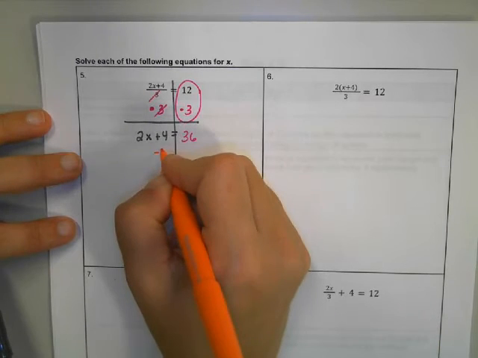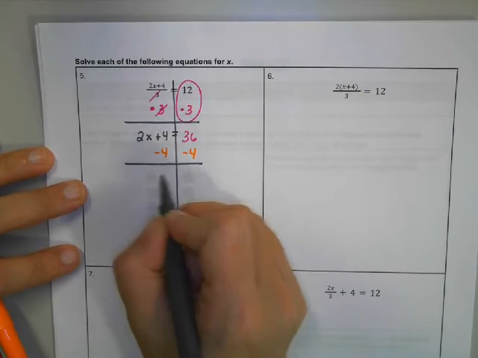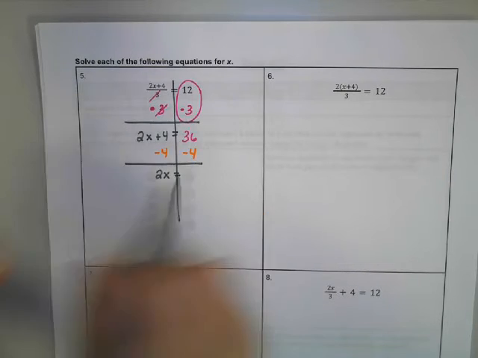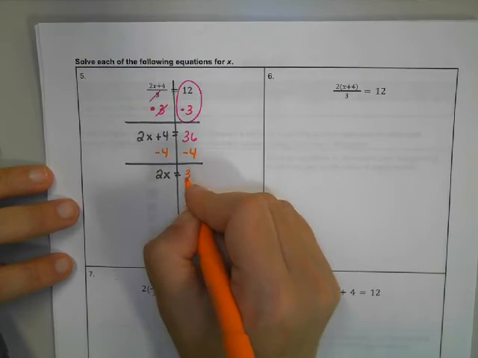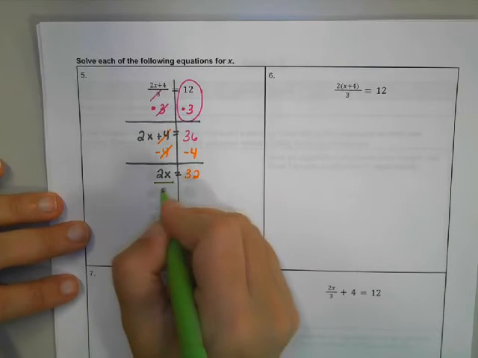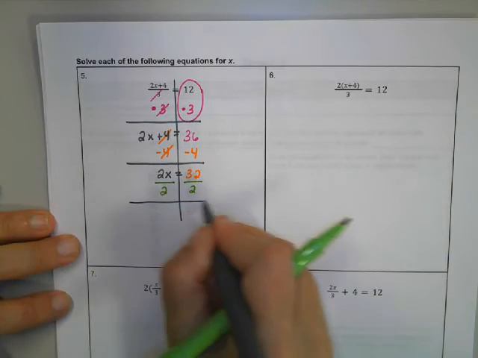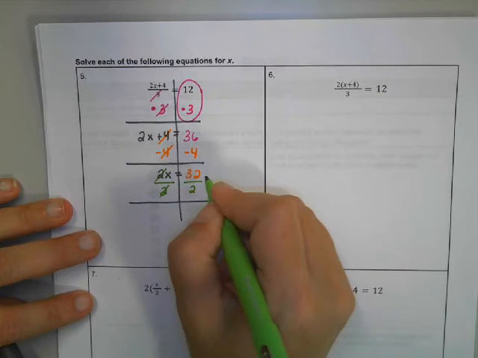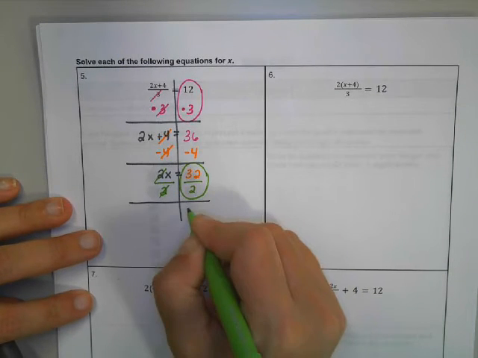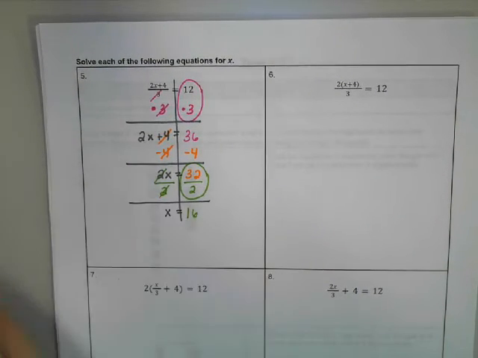So I'm just going to subtract 4 on both sides, which means I get 2x equals 36 minus 4 is 32. And then I'm going to divide by 2 on both sides. So the 2's cancel, and I get 32 divided by 2 makes 16. And I just drop down the x.